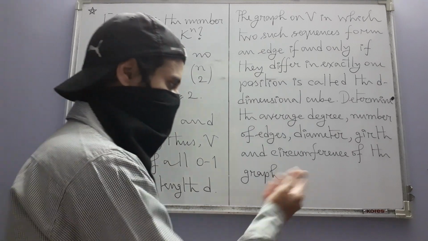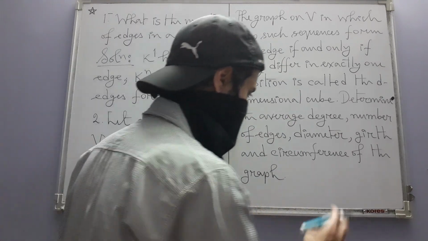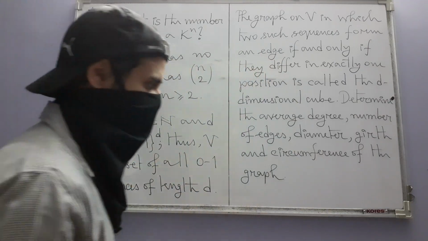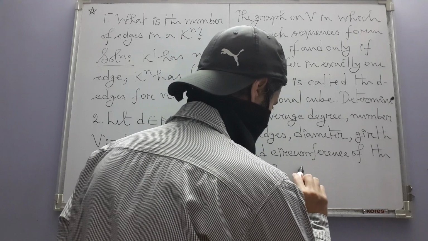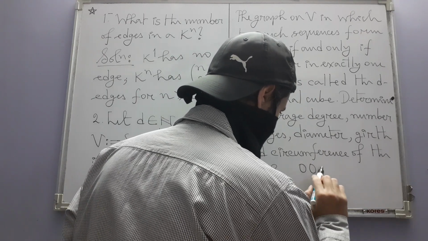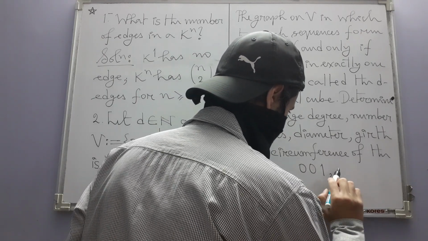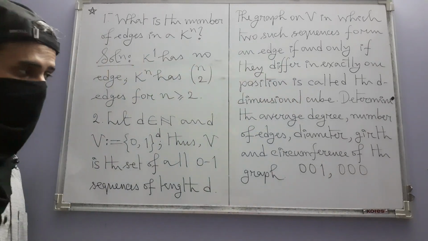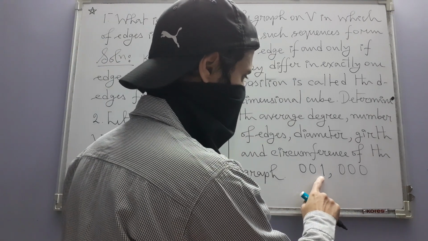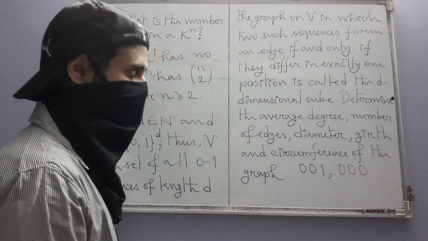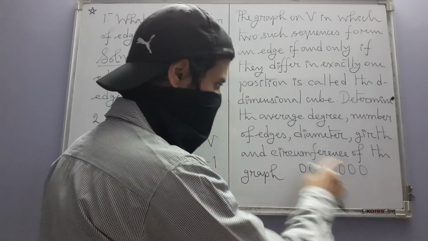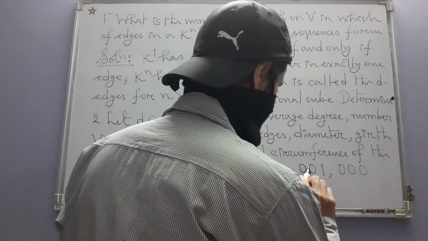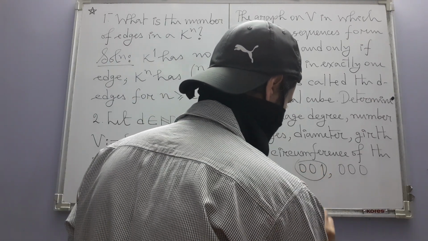Right? For example, you have two such sequences. Let me give you one example. Say d is 3. And you look at these two sequences 0, 0, 1 and 0, 0, 0. Because these two sequences differ only in the third position, according to this rule, these two vertices will be adjacent in this graph.